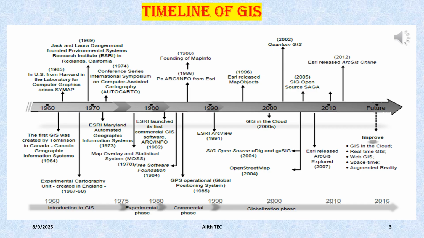Timeline of Geographic Information System. This diagram illustrates the timeline of Geographic Information System evolution from 1960 to present in various technological development phases. Mainly, it is divided into the Introduction to Geographic Information System phase 1960 to 1975, Experimental phase 1975 to 1980, Commercial phase 1980 to 1990, and Globalization phase 1990 to present. I think this timeline is very useful for better understanding GIS development.